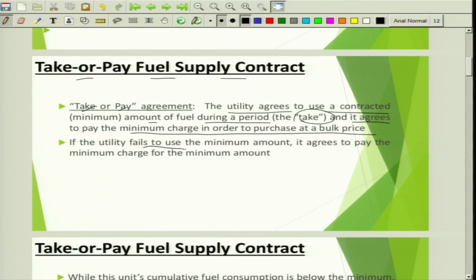Now if the utility fails to use the minimum amount, it agrees to pay the minimum charge for the minimum amount. Let us say I have already made an agreement or contract for some X amount of fuel that I am going to purchase. Even though I do not purchase from you, whatever X amount of fuel cost, that minimum amount of price that is already decided in the agreement, I have to pay. So the better thing is at least use that bare minimum amount. Anyway you are paying the money, so you have to use that, right.